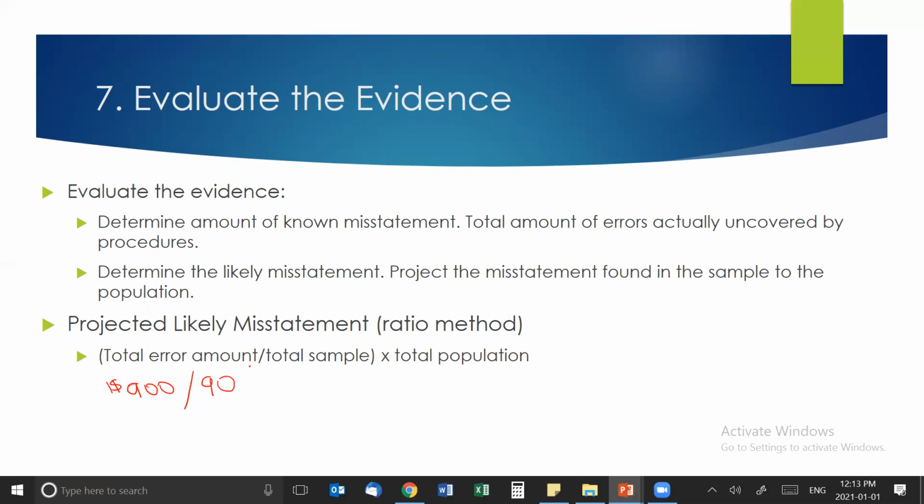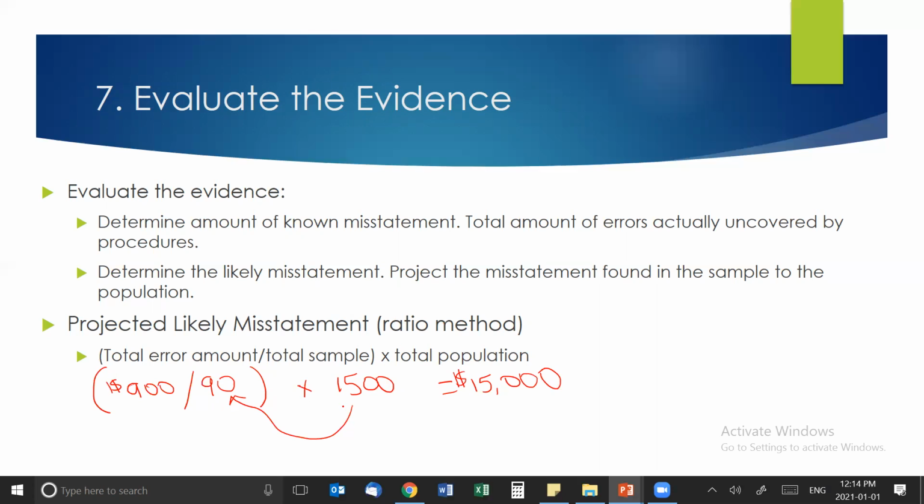We're going to multiply this by the total population. So times that by, let's say there were 1,500 transactions altogether. You only sampled 90 of them, and out of the 90 that you sampled, you found a $900 misstatement. So therefore, the likely misstatement in the total population is $15,000. This is an estimate that we do based on our sample.